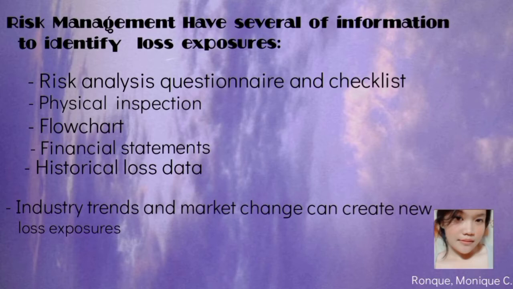Risk managers have several sources of information to identify loss exposures: risk analysis questionnaires and checklists, physical inspection, flowcharts, financial statements, and historical loss data. Risk analysis questionnaires and checklists are a technique that can be used to identify and manage risk. Physical inspection is a process of checking your asset against set criteria and the evaluation of all security systems and access controls. This helps you to prove compliance and to uncover any potential risks for your organization.